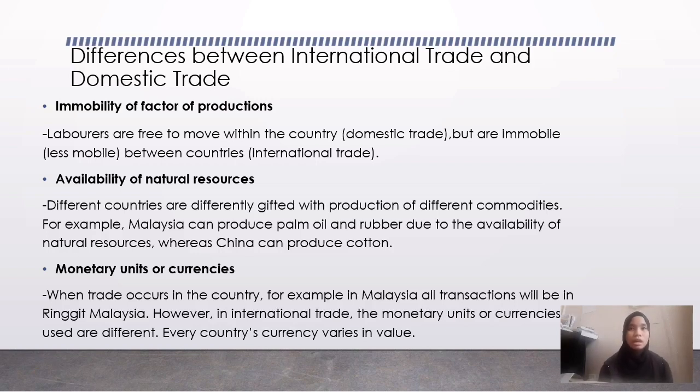Second is availability of natural resources. Different countries are differently gifted with production of different commodities because they have a diverse supply of productive factors. For example, Malaysia can produce palm oil and rubber due to the availability of natural resources, whereas China can produce cotton. Third is monetary unit or currencies.